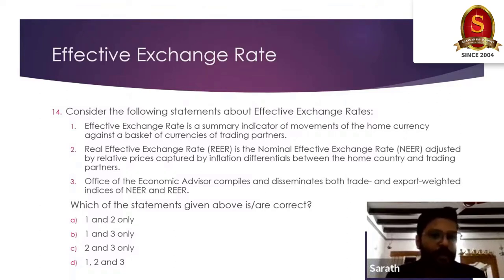The only question is, is it A or is it D? The Office of the Economic Adviser is not the one which compiles and disseminates the data. It is the Reserve Bank of India which disseminates both the data. So that is the error over there. The third statement is wrong. 1 and 2 are correct. Okay, hope that answers this particular question.